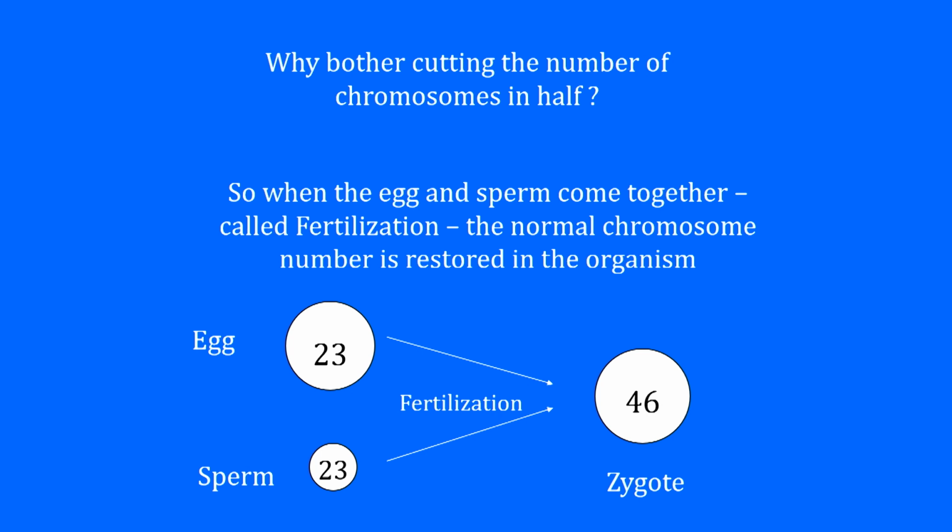The reason is so that when an egg and a sperm come together through that fertilization, the normal number of chromosomes is restored. So now we've got an egg cell with 23 chromosomes, a sperm cell with 23 chromosomes. When they come together, we're going to add them together, and now we have a zygote with 46. And that's what we want. We want the cell with 46 chromosomes. If we hadn't divided them in half, then this number would be a lot higher, right? So that's why we have to do meiosis, is to divide the number of chromosomes in half.